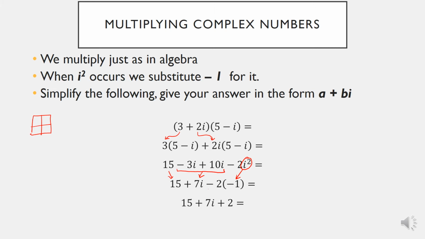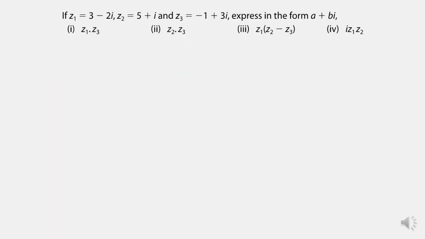Okay, now the next step is to multiply out minus 2 by minus 1 gives me plus 2. Okay, and the last step is to put the real numbers 15 and plus 2 together, and I get 17 plus 7i, with the number first and the i part 7 as requested by the a plus bi. So that's multiplication, just like algebra. The only difference is when i squared pops up, you replace it.